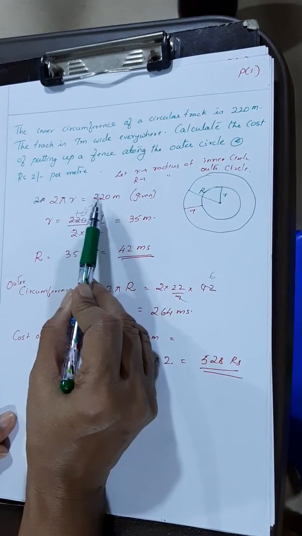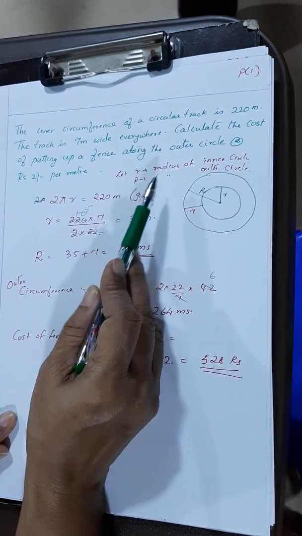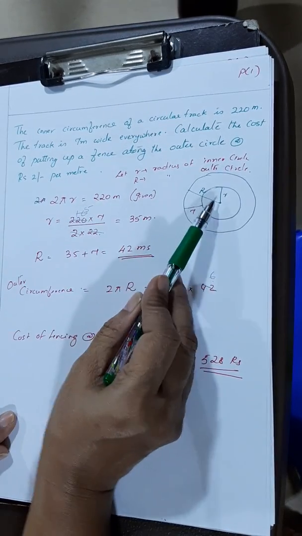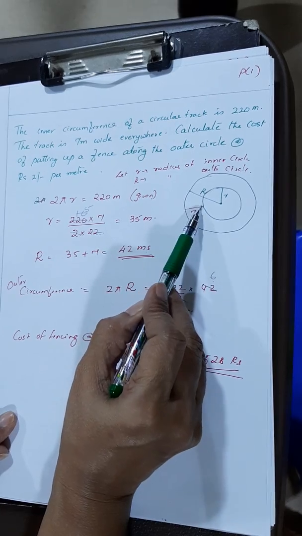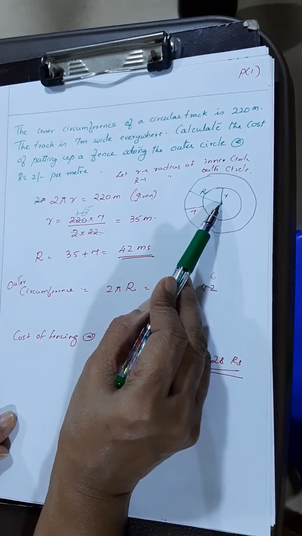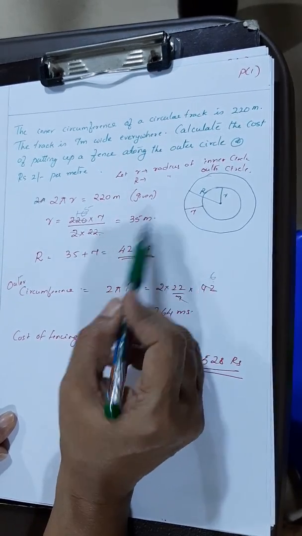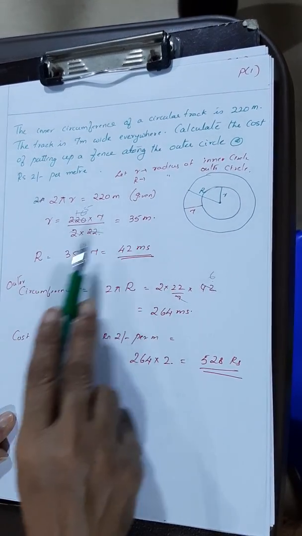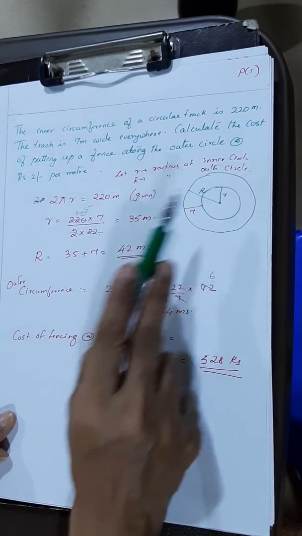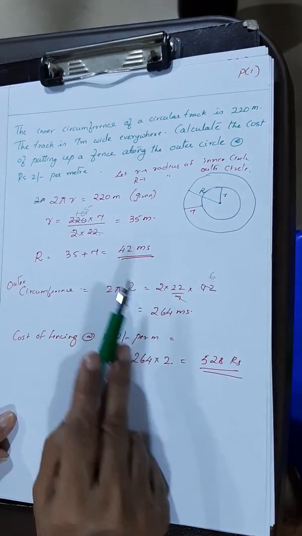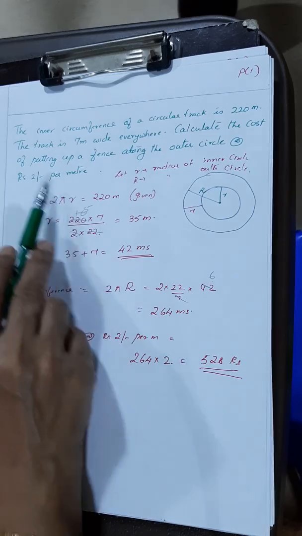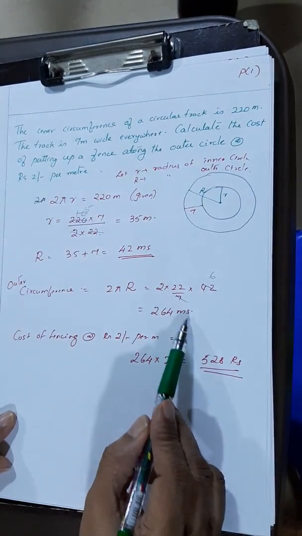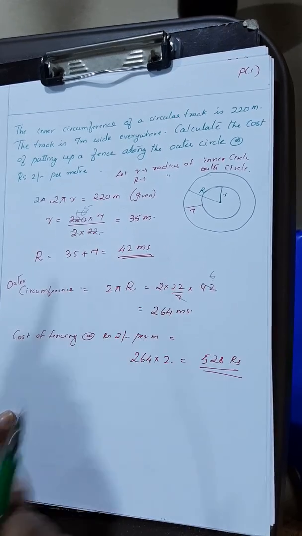They have given you the value 220 meters. From that you will get small r. Then if you add this r to 7, you will get the radius of the outer circle, and then you can find the circumference of the outer circle. So r is equal to this. Capital R, the radius of the outer circle, is r plus 7. The circumference is this. Now they have given the rate in rupees per meter, so you multiply by 2, and you get the value as 528.